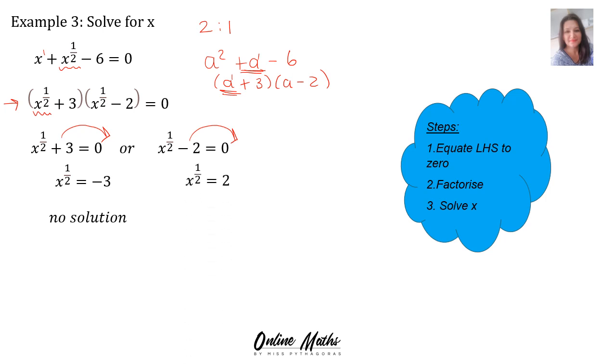And then to get rid of the half, you times the exponent by 2. And then here, you will also raise that 2 by 2. And on the left, the 2's will cancel. You're left with x is 2 squared, which is x is equal to 4.